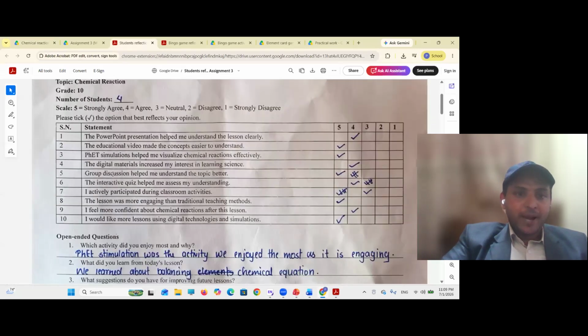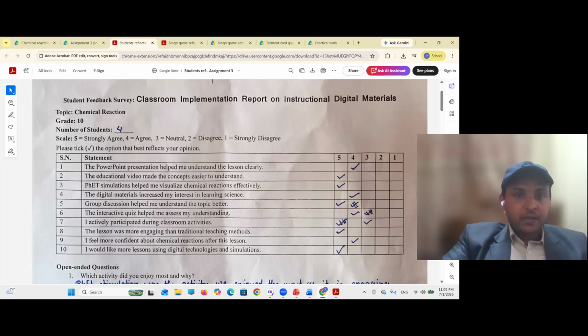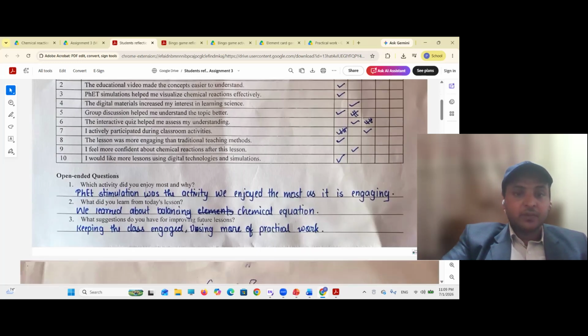In this way, I have provided this kind of feedback form from the PowerPoint pages to help them understand the lesson clearly. Based on a Likert scale, if they strongly agree they take 5, agree 4, neutral 3. In this way, I have taken the feedback. I have also kept some questions: Which activity did you enjoy most and why? What did you learn from today's lesson? What suggestions do you have for improving future lessons? In this way, I have taken the feedback.